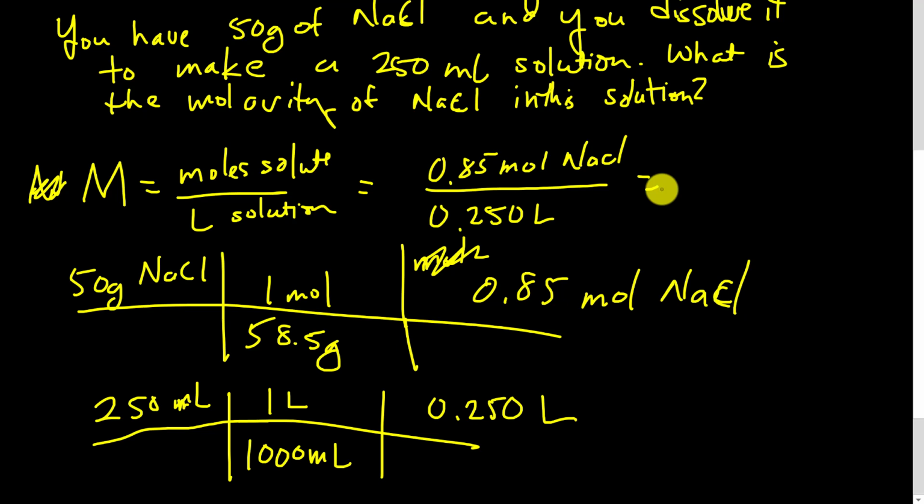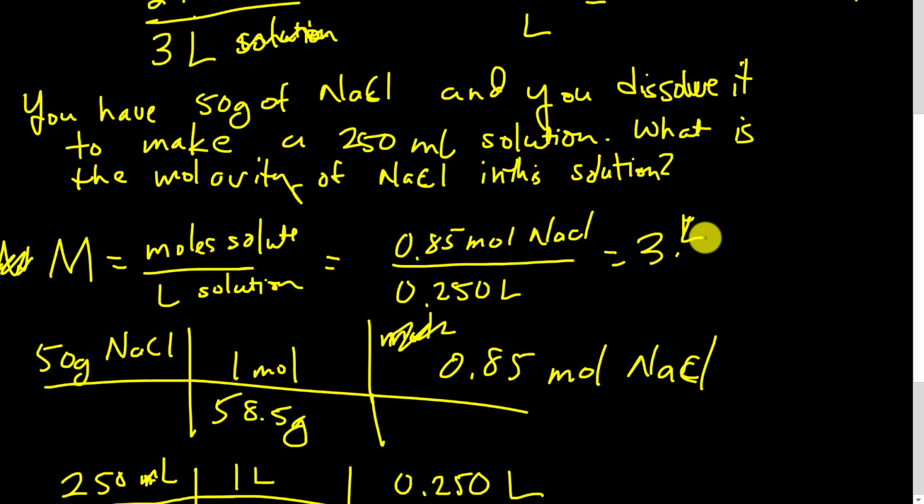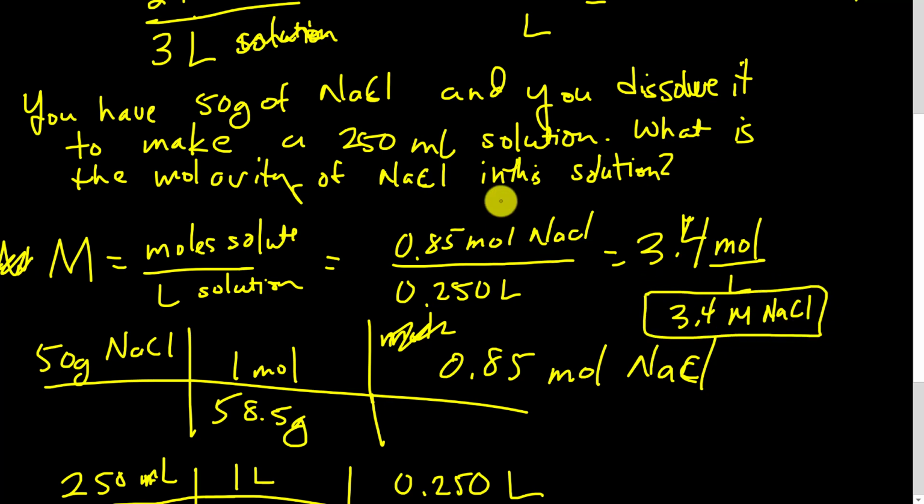And we get 3.4 moles per liter, which is the same as 3.4 molar NaCl. And so again, that is the molarity of NaCl in this solution.